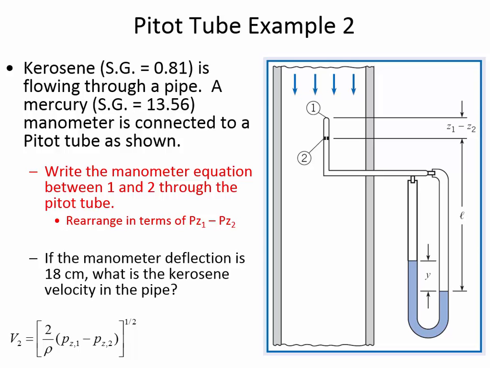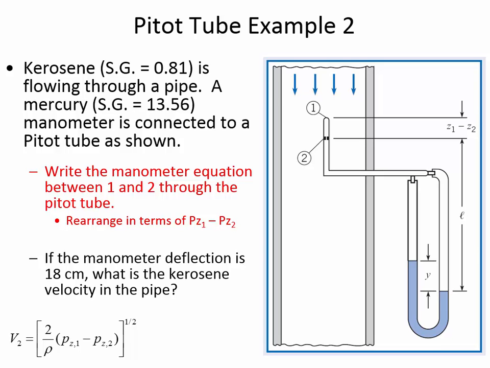And then rather than using like a nice little gauge that just has an easy to read scale on it, we're connecting it to a differential manometer. And so it's the deflection here, y, that tells us what the pressure difference is between 1 and 2. Now, we don't have to worry too much because it all boils down to the same principles we've been using before.